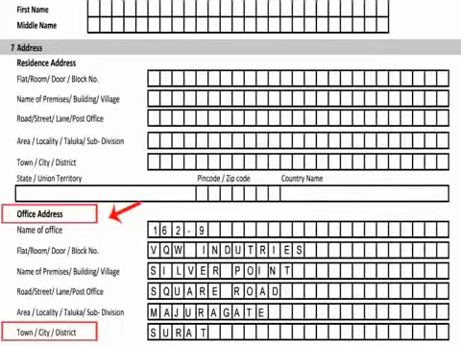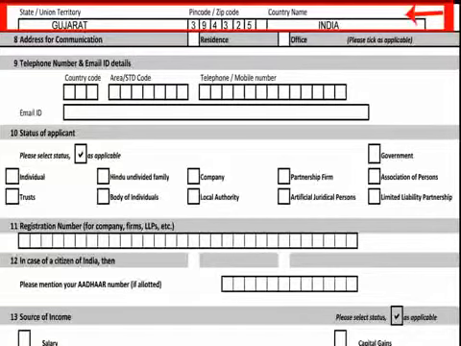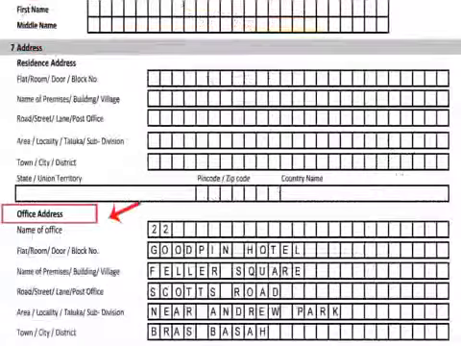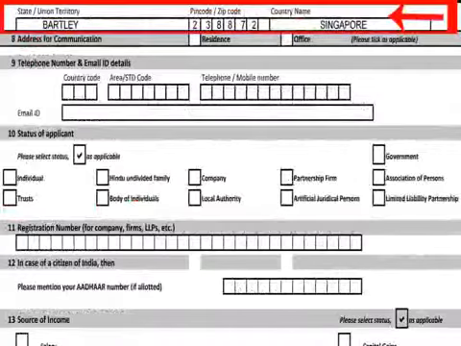The address given by all the applicants should include these details: town, city, district, state or union territory, and PIN code. Foreign address must contain country name along with its zip code.